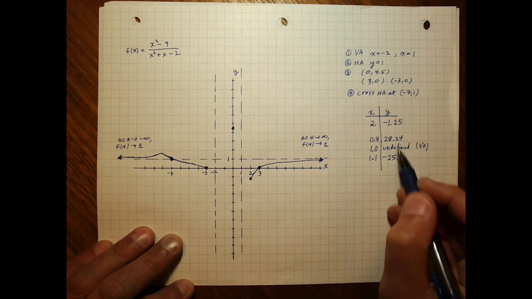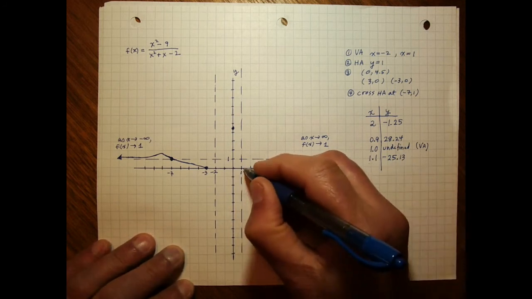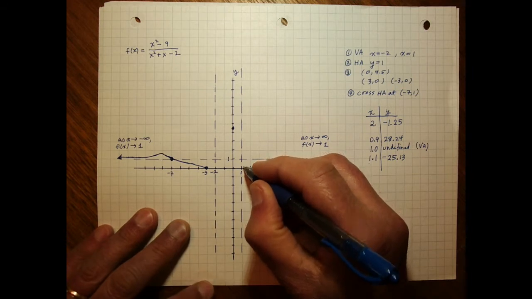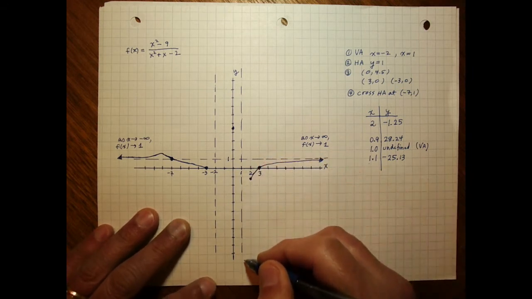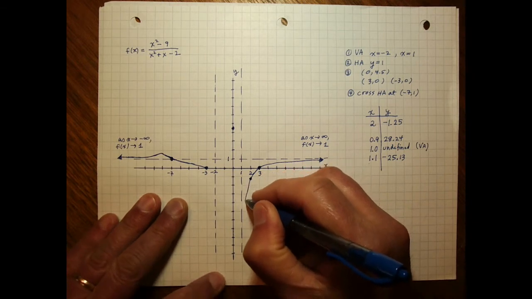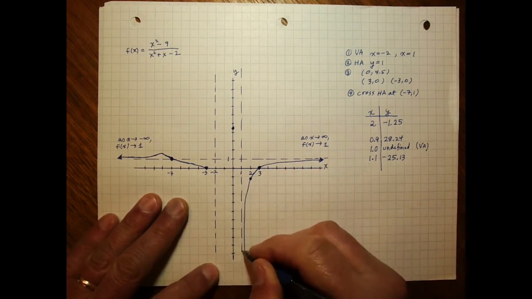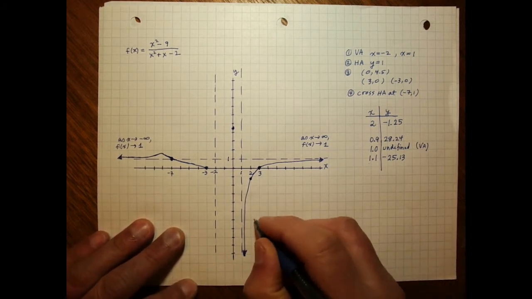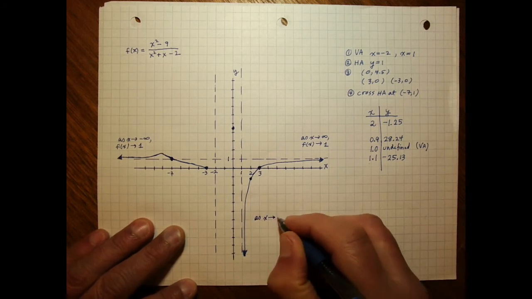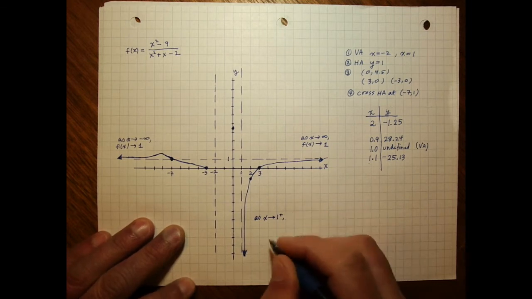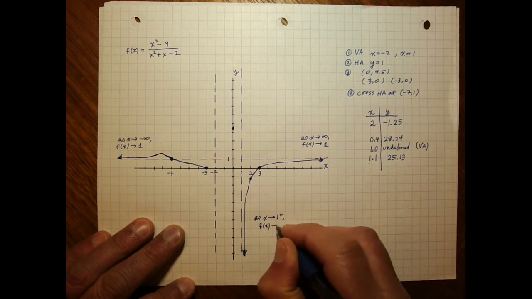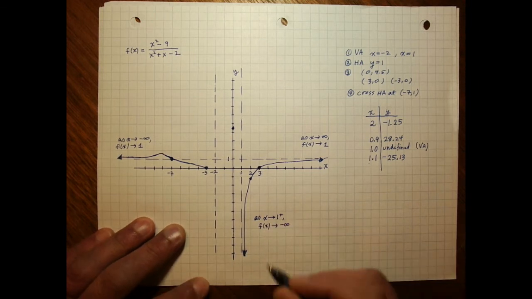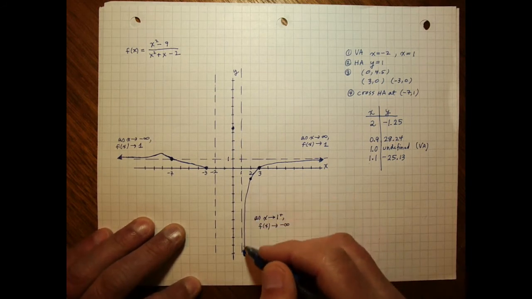Well, these are way off my grid, right? At 1.1, which is just a little bit to the right of the vertical asymptote, I'm getting a very negative y value, way down there. Okay, I'm convinced. I know this graph just goes plunging downward. And what we can say in symbols here is, as x approaches 1, the vertical asymptote value, with a little plus sign from the right, f of x approaches minus infinity. That's symbols for representing this behavior of the graph.